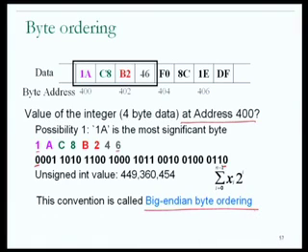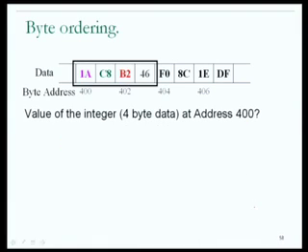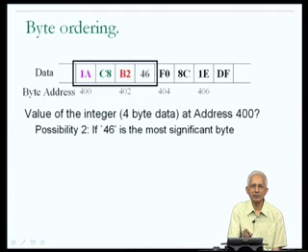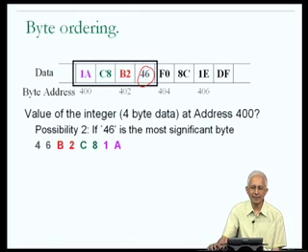Now there is obviously at least one other possibility, and in that possibility I view not 1a as the most significant byte, but I view 46 as the most significant byte. So I'm talking about the integer at address 400, but I view 46 as the most significant byte, which means that 46, B2, C8, and 1a are the bytes in order of significance. 4 ends up being the most significant hexadecimal digit, a ends up being the least significant hexadecimal digit.